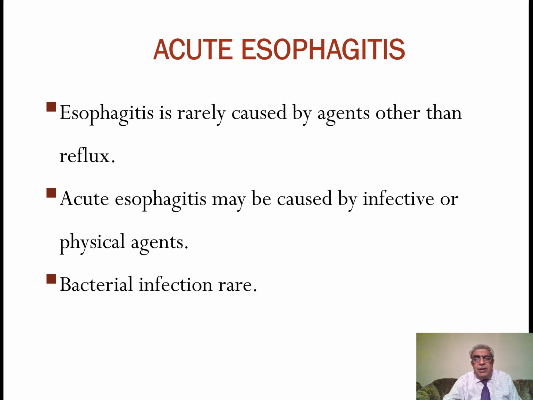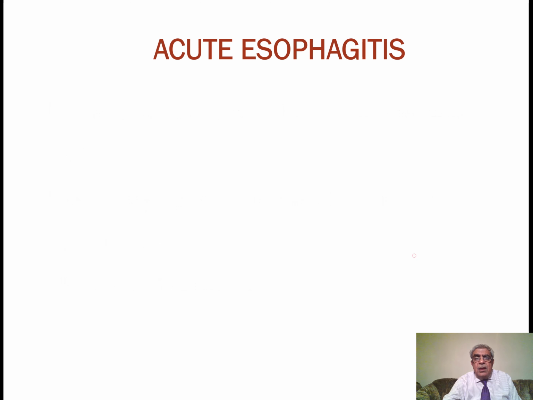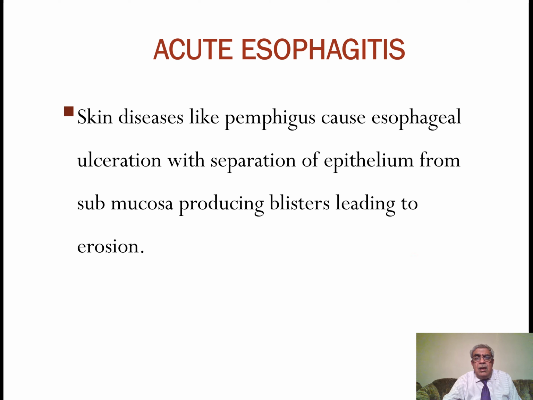Bacterial infections are rare in causing acute esophagitis. Skin diseases like pemphigus cause esophageal ulceration. Pemphigus causes esophageal ulceration with separation of the epithelium from submucosa, producing blisters leading to erosions.